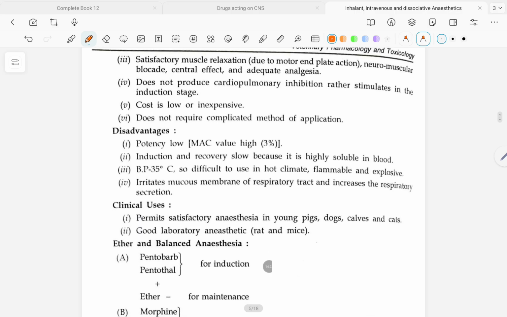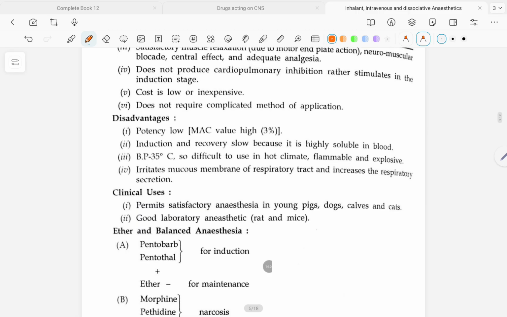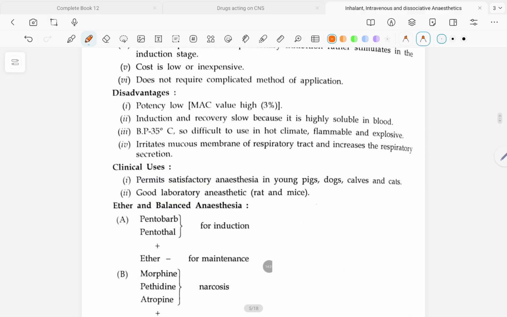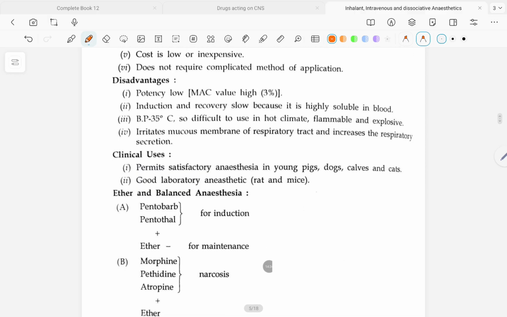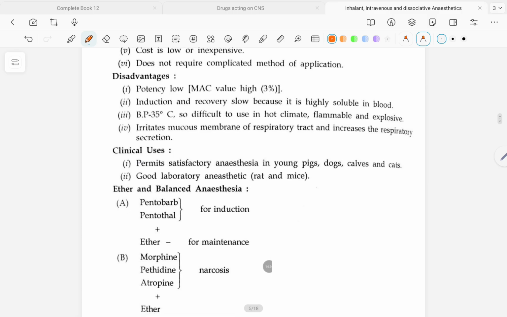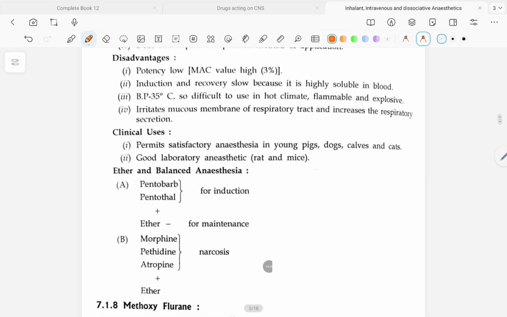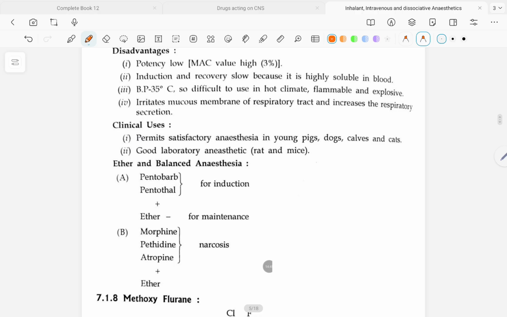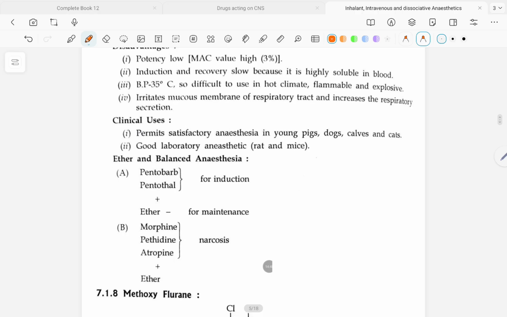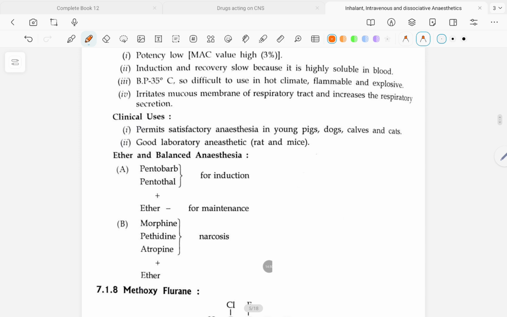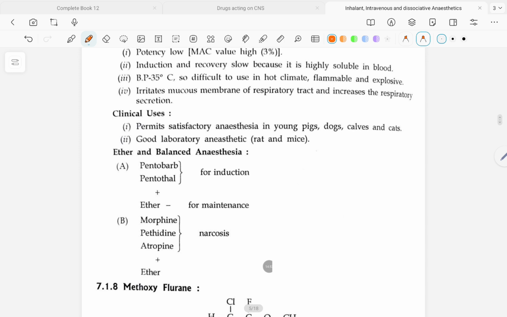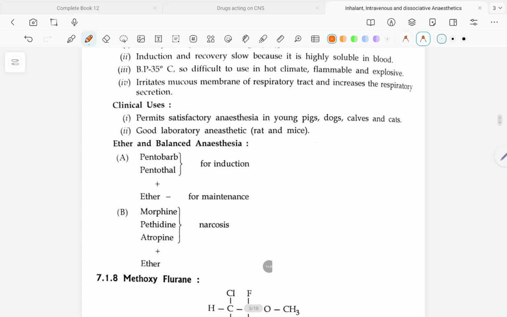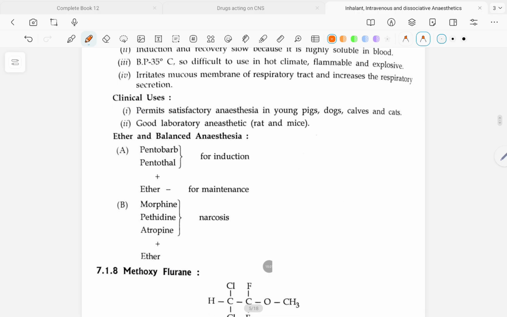Does not produce cardiopulmonary inhibition, rather stimulates in the induction stage. Cost is low or inexpensive. Does not require complicated method of application. Disadvantage: potency low, MAC value high, 3%. Induction and recovery slow because it is highly soluble in blood. BP 35 degrees Celsius, so difficult to use in hot climate. Flammable and explosive. Irritates mucous membrane of respiratory tract and increases the respiratory secretion.